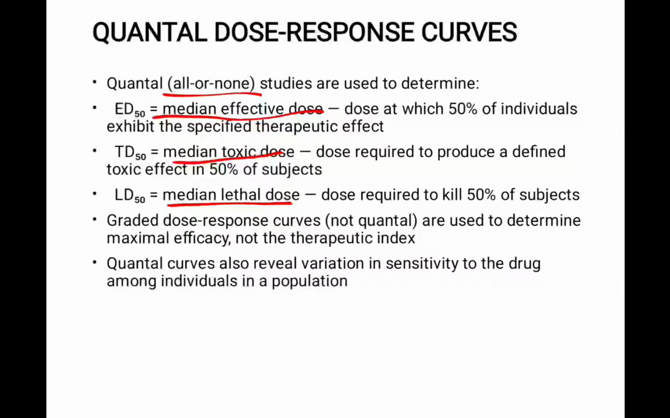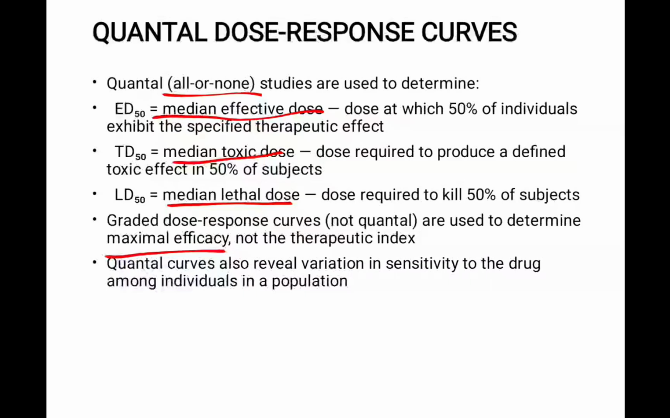So for the dose response curve, we have the graded dose response curve and the quantitative dose response curve, which we already discussed in our previous video on drug receptors. But the graded dose response curve, and not the quantitative, is used to determine the maximal efficacy and not the therapeutic index. That's for the graded dose response curve. But for the therapeutic index, we use the quantitative dose response curve.